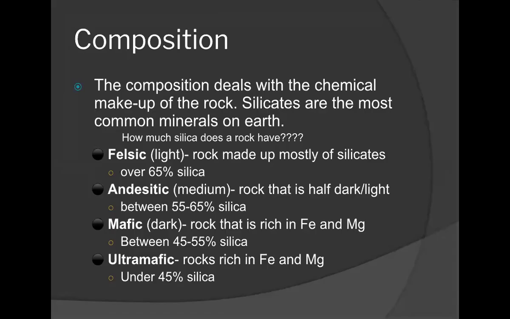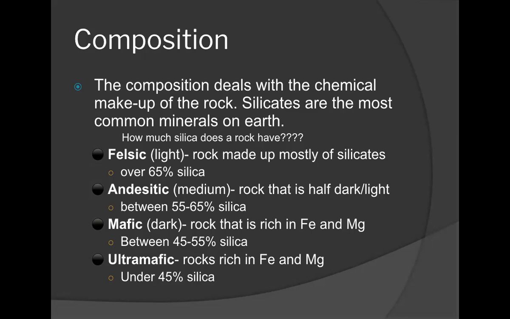Next is the composition. So when we talk composition, we're talking about what it's made up of. So the composition deals with the chemical makeup of the rock. So silicates are the most common minerals on Earth. So we've got felsic, andesitic, mafic, and ultramafic. Okay, so felsic is light. So this rock is made up mostly of silicates, over 65% silica. Andesitic is medium. So this rock is half dark, half light. So 55 to 65% silica.